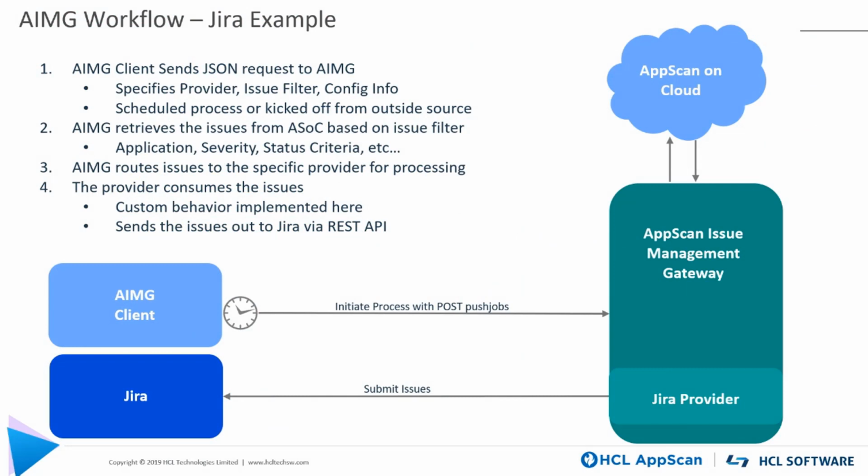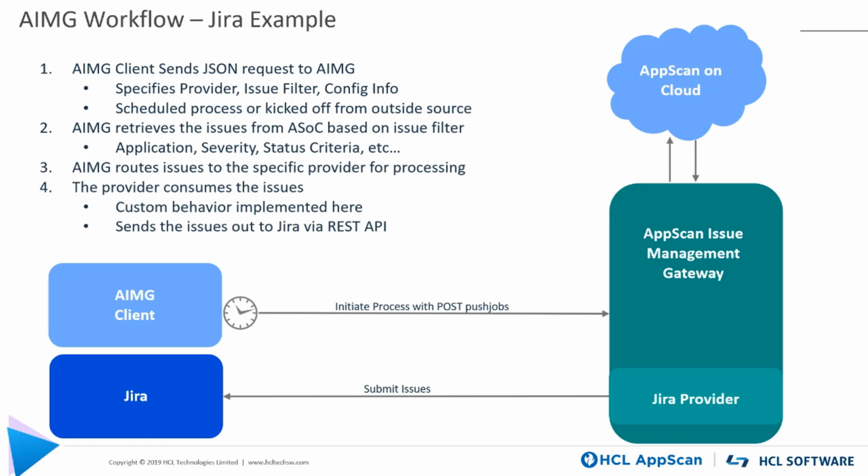The AppScan Issue Management Gateway workflow is very simple. There has to be some sort of client that initiates the JSON request to the gateway service. This client can be written in any language of your choice. In my example, I used a Python script. This client sends a JSON request that contains information such as the issue filter, the configuration info, and specifies which provider to use. Now this client can be kicked off via some scheduled process, or in my case, from a Jenkins scan.